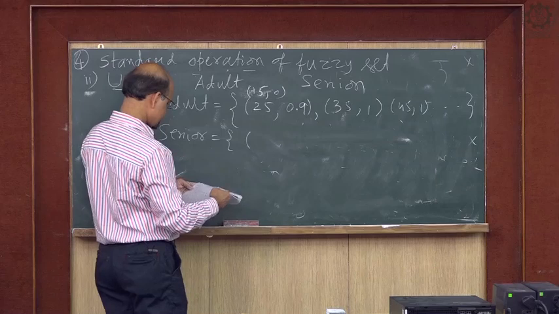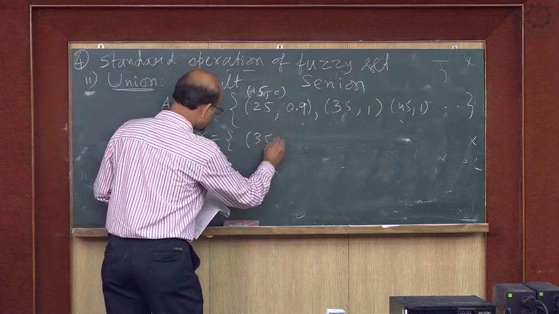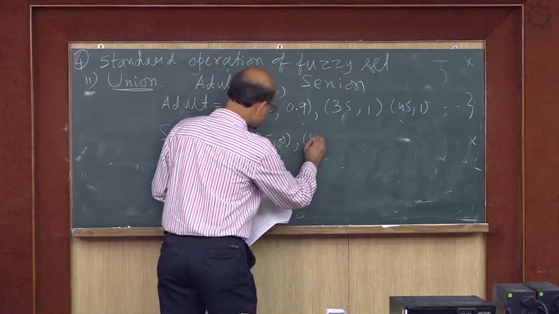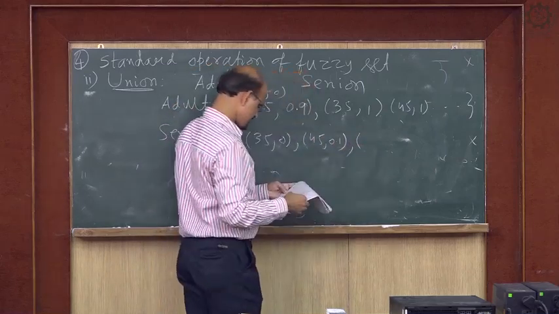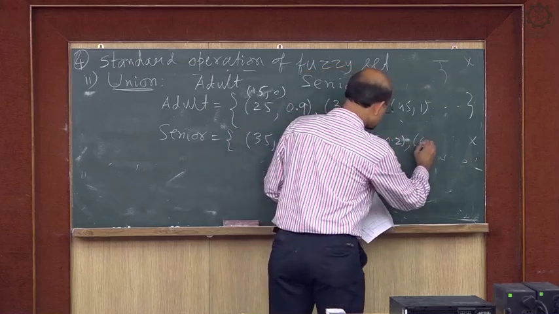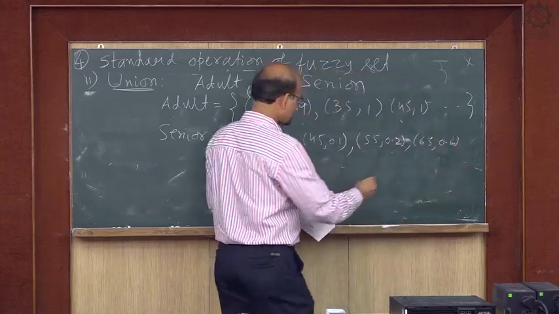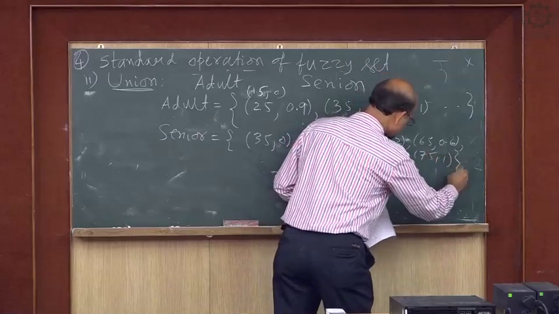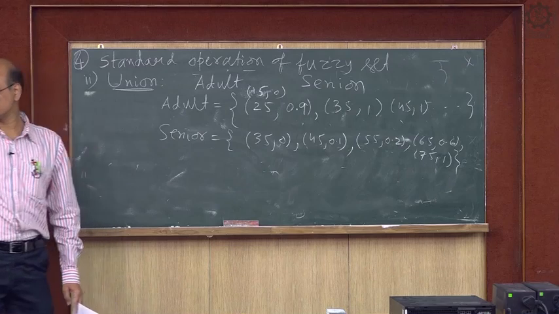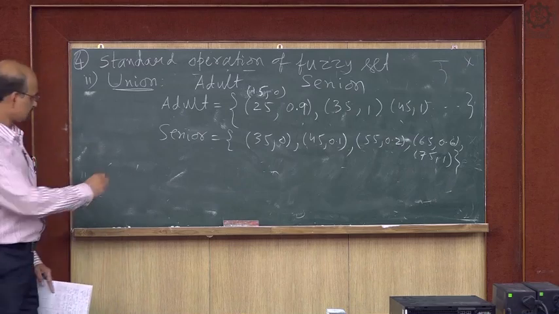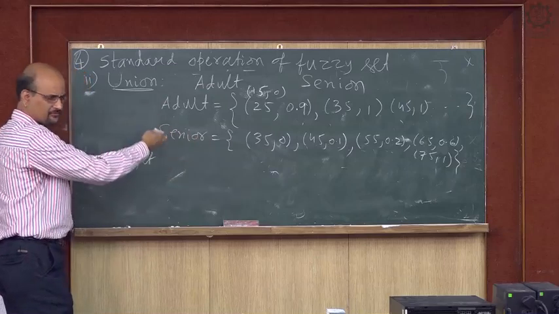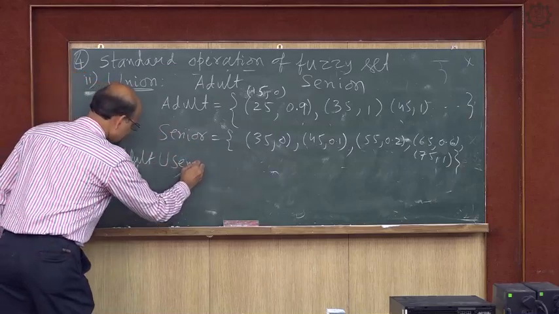So, senior I start from 35 0, then 45.1, then 55.2, 65.6 and 75.1. Other value is also there, that is 1. Okay. Let us take union of adult and senior. Okay. So, adult is A bar, suppose senior is B bar, A bar union B bar, adult union senior.